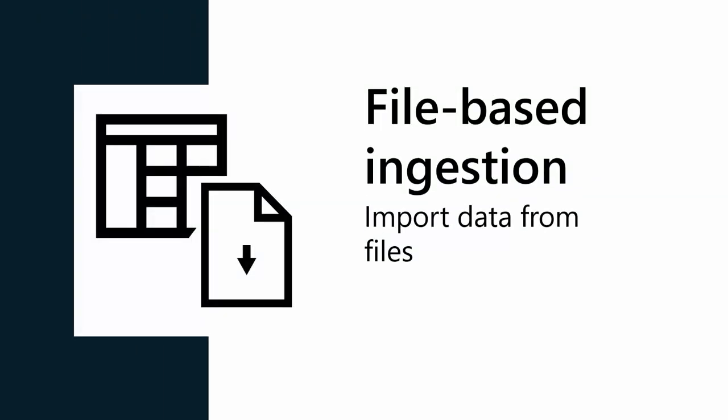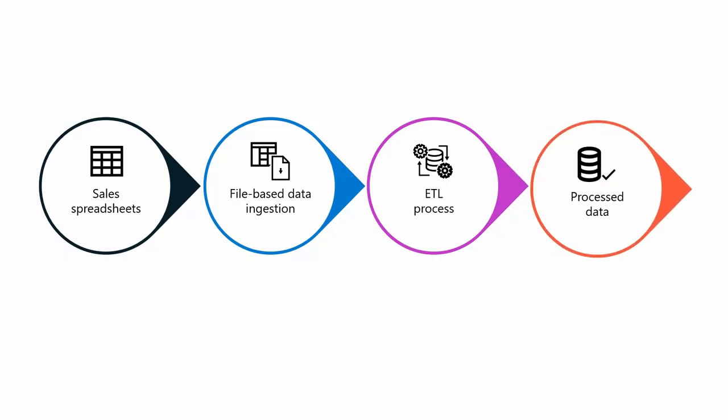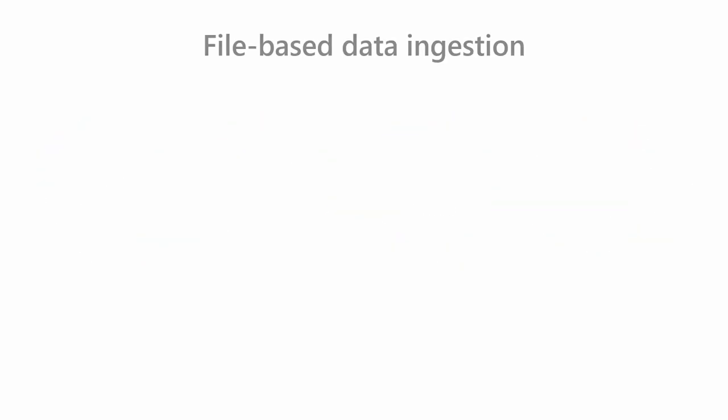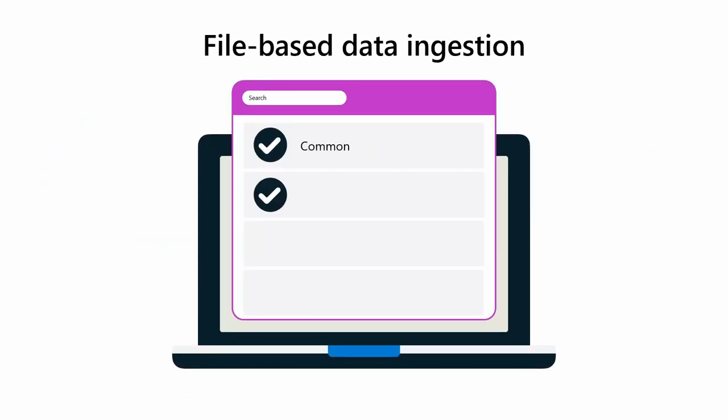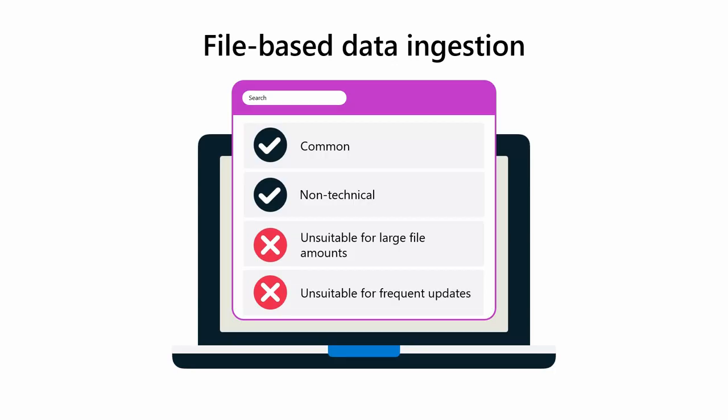Another method is file-based ingestion, the process of importing data from files, such as spreadsheets. To illustrate, AdventureWorks might receive sales data from retail stores in Excel spreadsheets. These files can be imported into the ETL process using tools that read and parse, or interpret, the file contents. While file-based ingestion is common and requires less technical expertise than other methods, it can become cumbersome when dealing with large numbers of files or frequent updates.